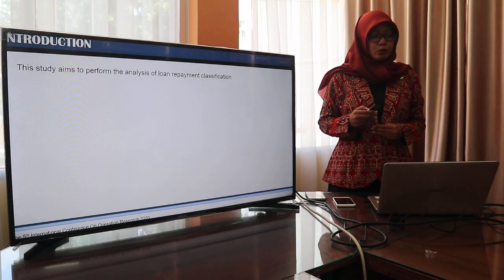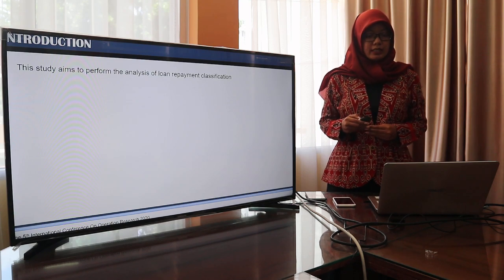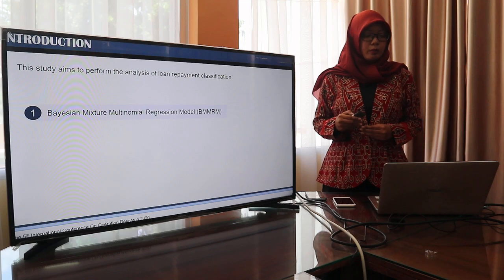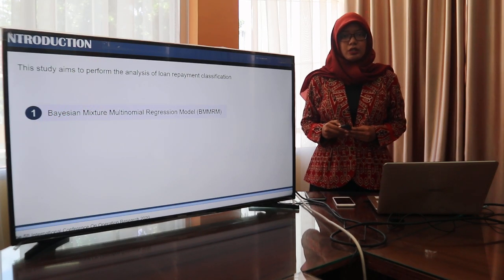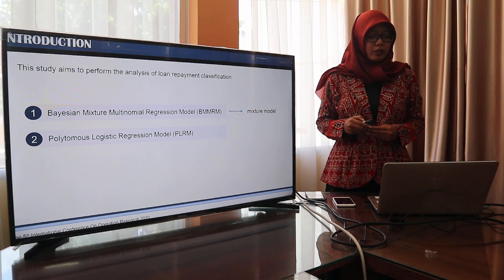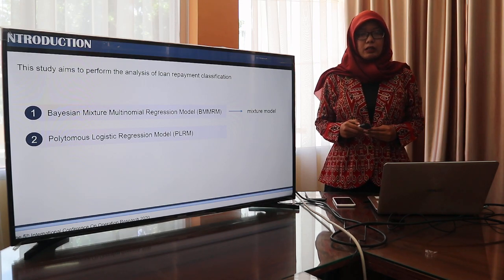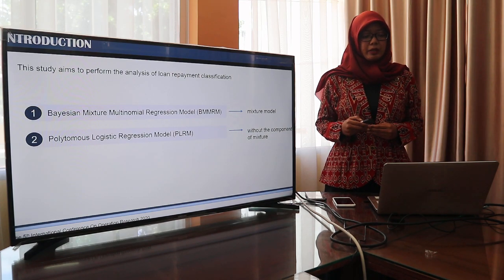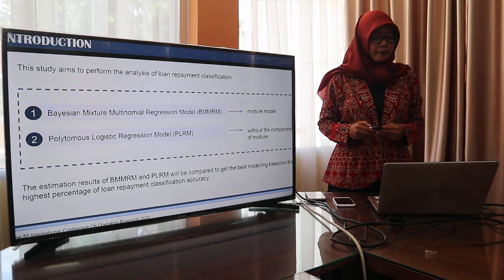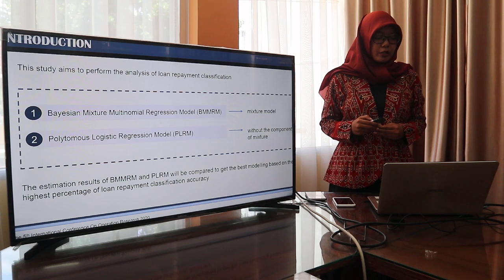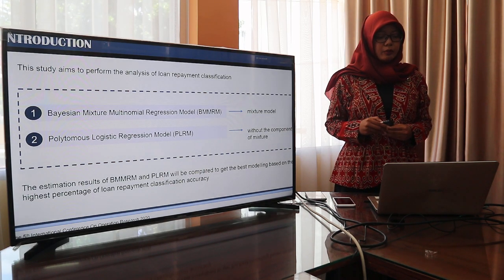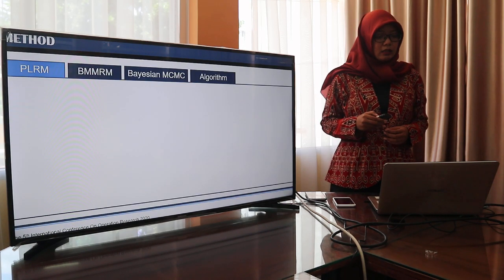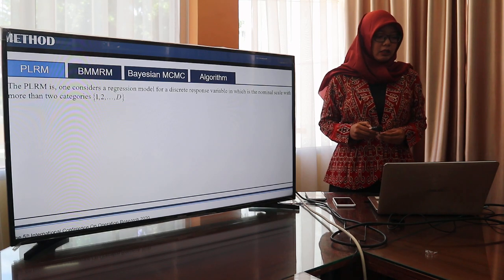Therefore, it is necessary to analyze the classification of loan repayment based on the mixture component. This study aims to perform the analysis of loan repayment classification. The mixture multinomial regression model coupled with the Bayesian Markov chain Monte Carlo approach will be compared with the polytomous logistic regression model. Meanwhile, the polytomous logistic regression model classifies the loan repayment without the mixture component. Furthermore, the estimation results of BMMRM and PLRM will be compared to get the best model based on the highest percentage of accuracy. And next, I will explain about the method.